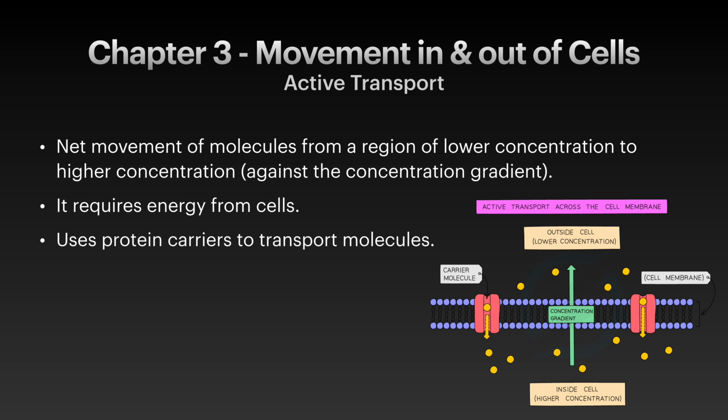The last movement mechanism is active transport. Sometimes cells need to move substances against the concentration gradient, that is, from low concentration to high concentration. This is where active transport comes in. Active transport is the net movement of molecules or ions across a membrane from a region of lower concentration to a region of higher concentration, using the energy from respiration.